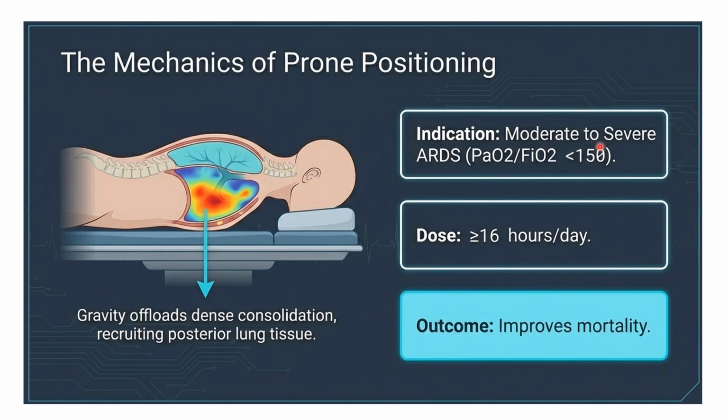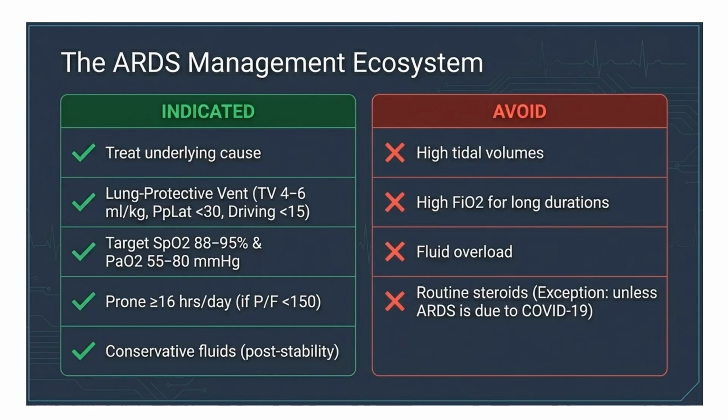If the patient has moderate to severe ARDS, FiO2 less than 50, PF ratio less than 150, these patients are indicated for prone position ventilation for more than 16 hours per day. That is very, very important here.